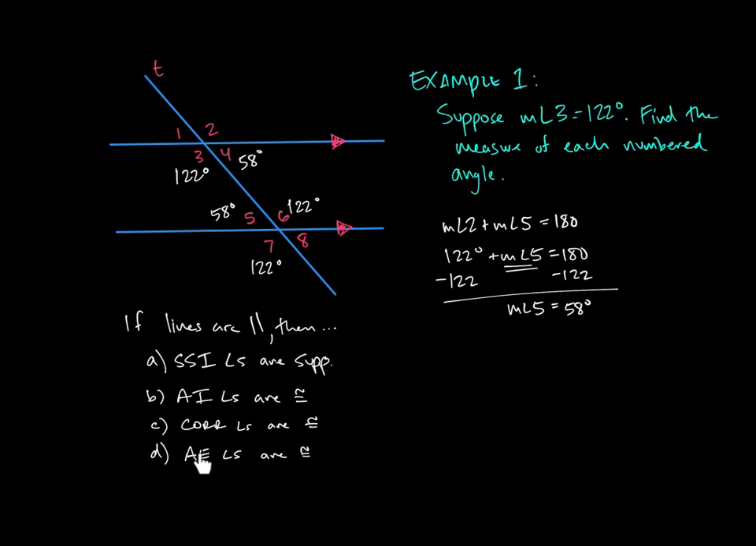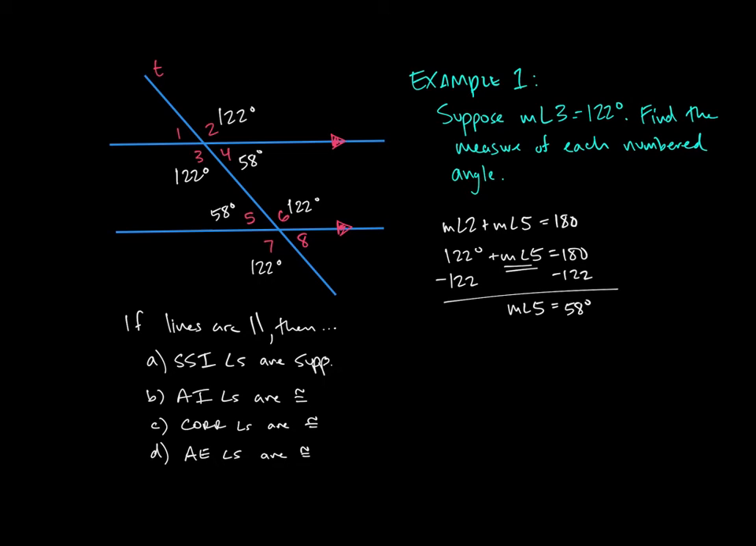Let's talk about alternate exterior angles. Now that we know angle 7 is 122, let's think about what other angle would be an alternate exterior angle with angle 7. So angle 7 is to the left of this transversal and on the outside part. The angle that's in the other group that's to the right of the transversal and in the exterior would be angle 2. So that would tell me that since alternate exterior angles are congruent when the lines are parallel, angle 2 here has to also be 122 degrees. So angle 2 is 122 degrees.